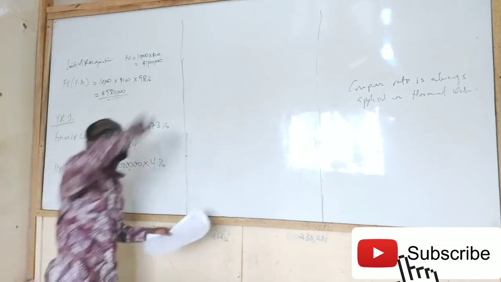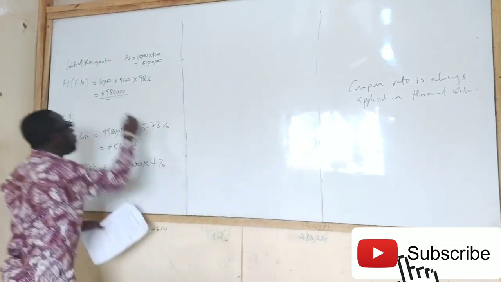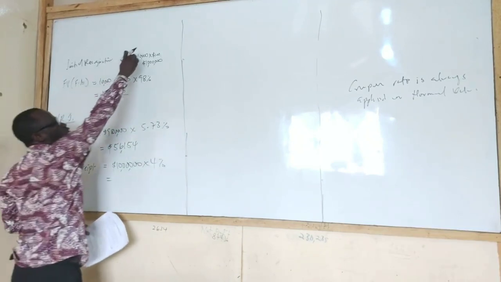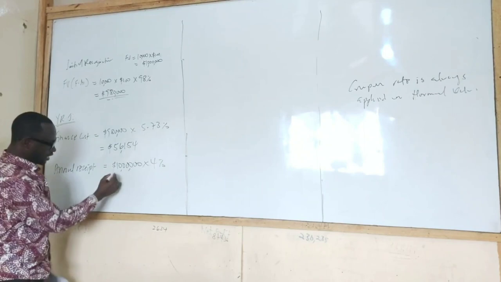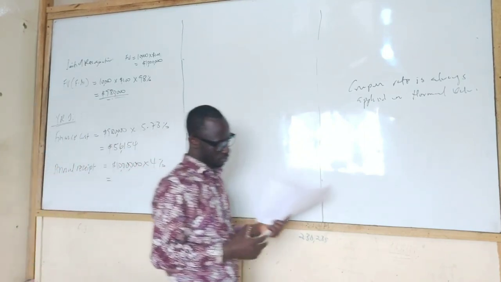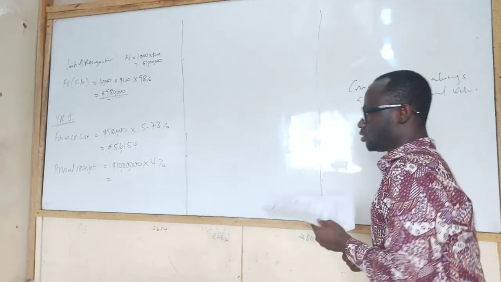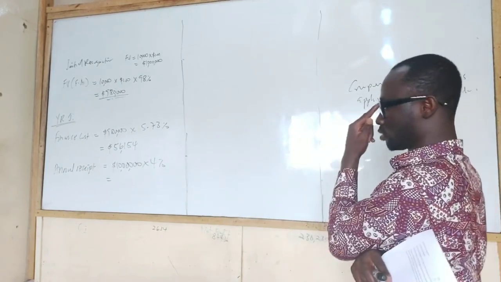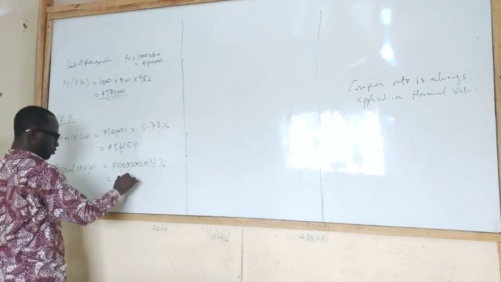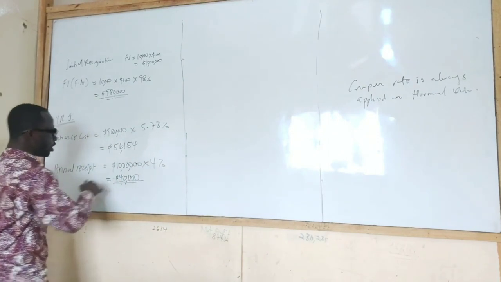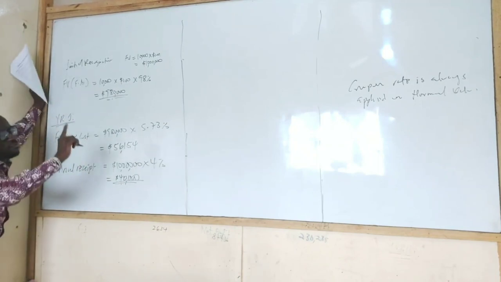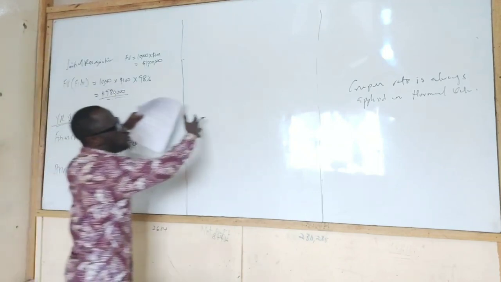Every year it is 4% of the nominal value. And so this is how much money we receive. 4% of 1 million. What do we have? $40,000.